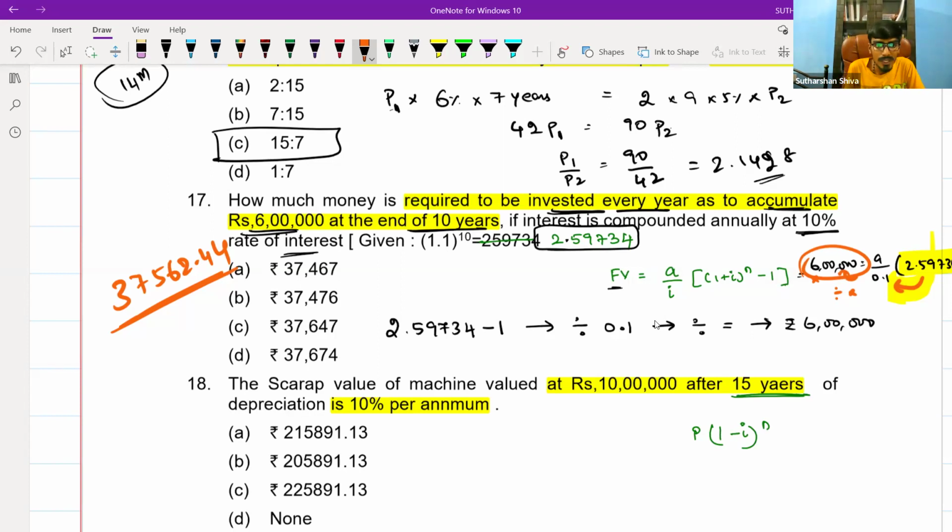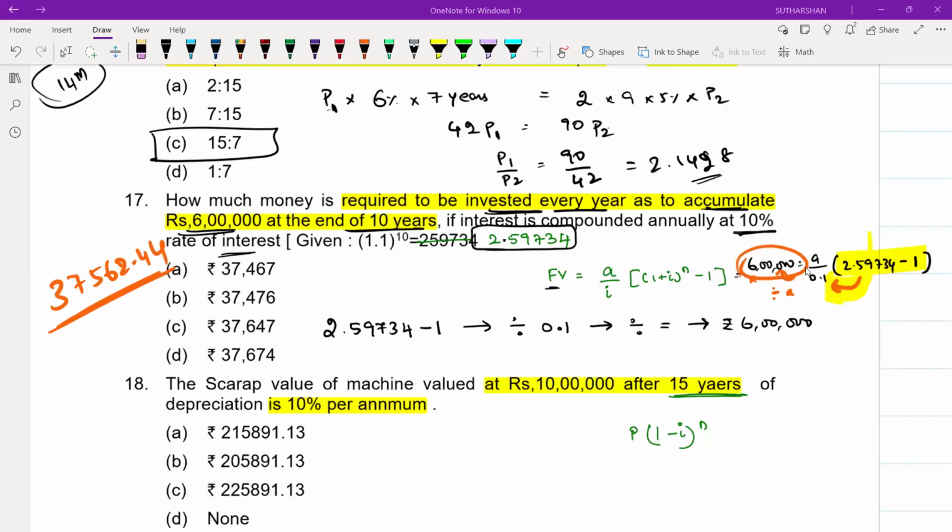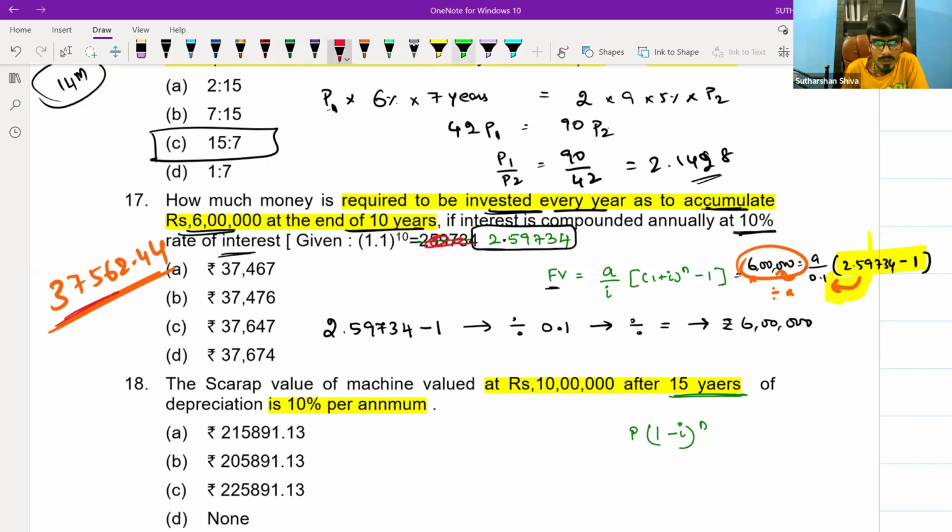So in this question, you will get this answer. But if you take this number, actually 1.1 whole power 10 value is 2.59374. It is not 734, it is 374. You need to change it. If you go with the same thing, you may end up with the wrong answer.